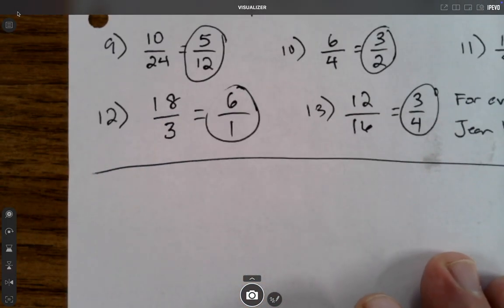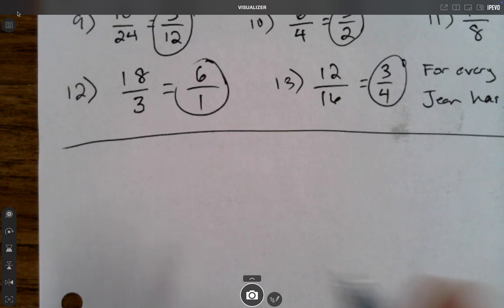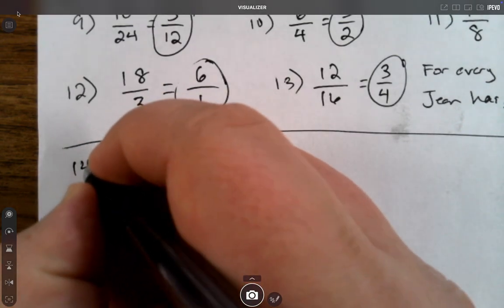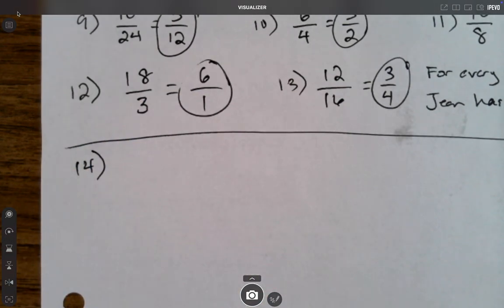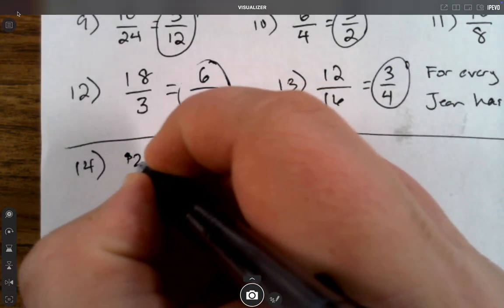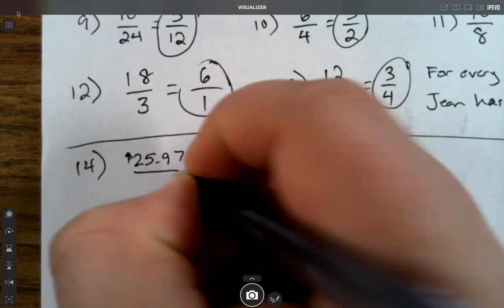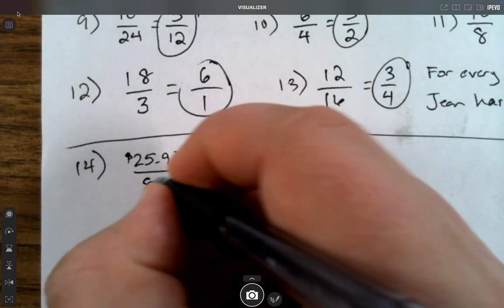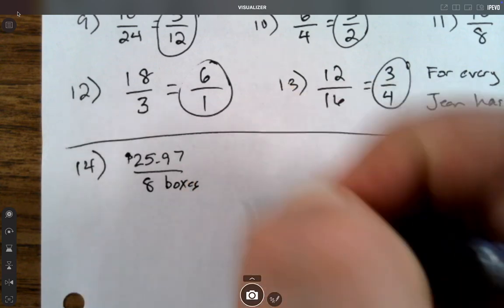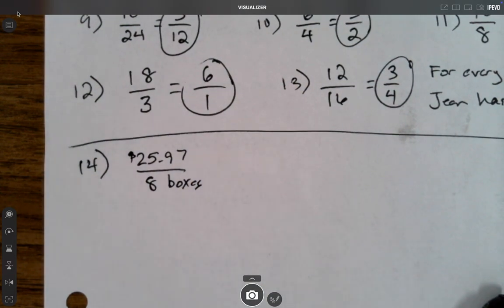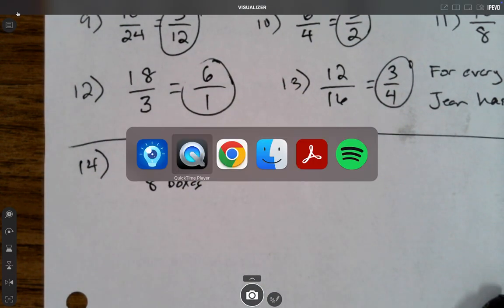Section 2 is about unit rates. This is where we were dividing to find how much it would cost for one thing. So for example, they start in number 14 by saying it's $25.97 for 8 boxes. So if we want to find out how much it costs for 1 box, all we have to do is divide those 2 numbers.